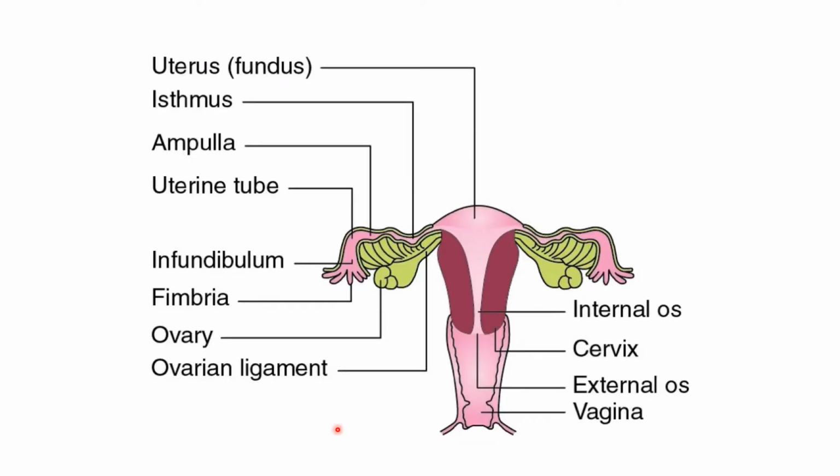This is a diagram showing the female internal genitalia. This is the uterus, the vagina, the cervix, fallopian tubes. Under the fallopian tubes you can see the ovaries. The uterus has an upper part called as the fundus. The fundus continues downwards to form the cervix.